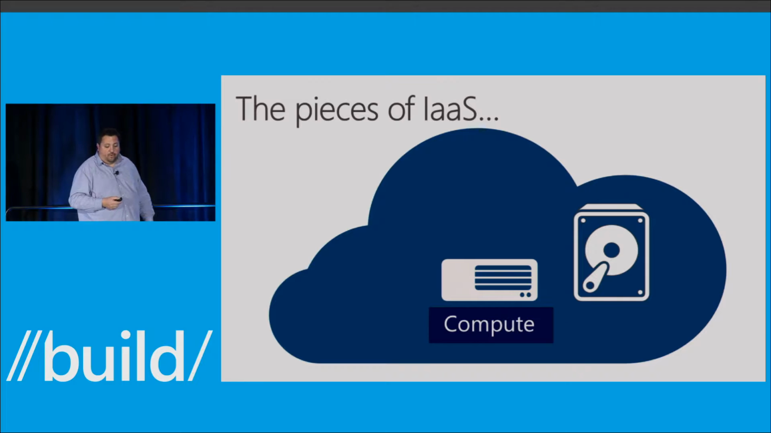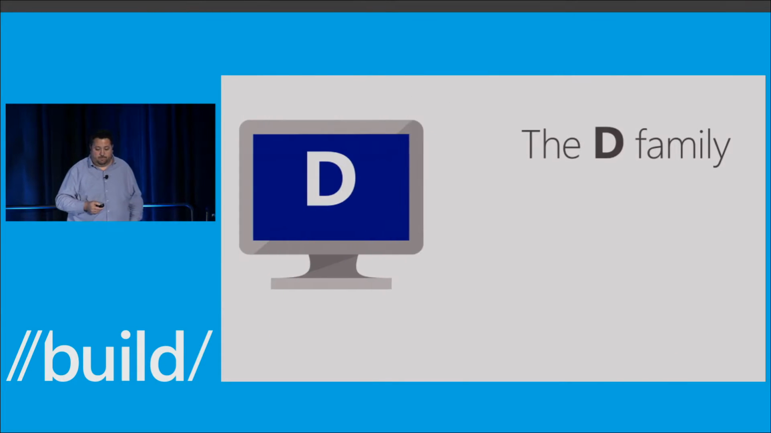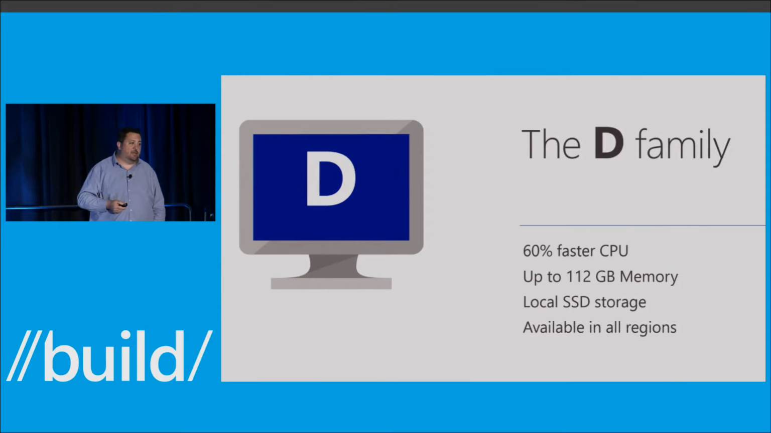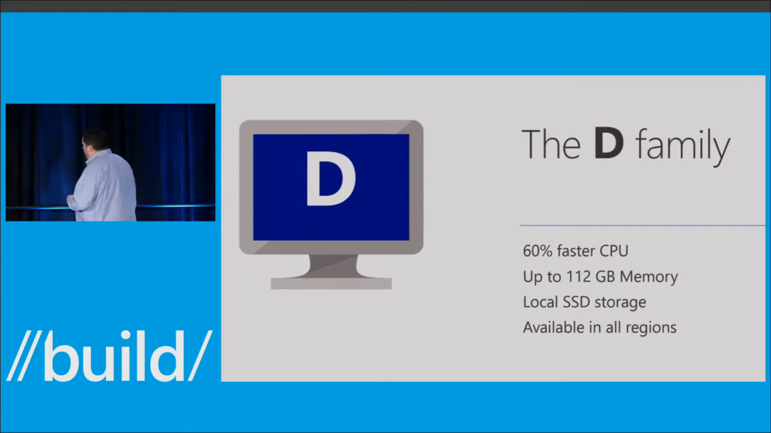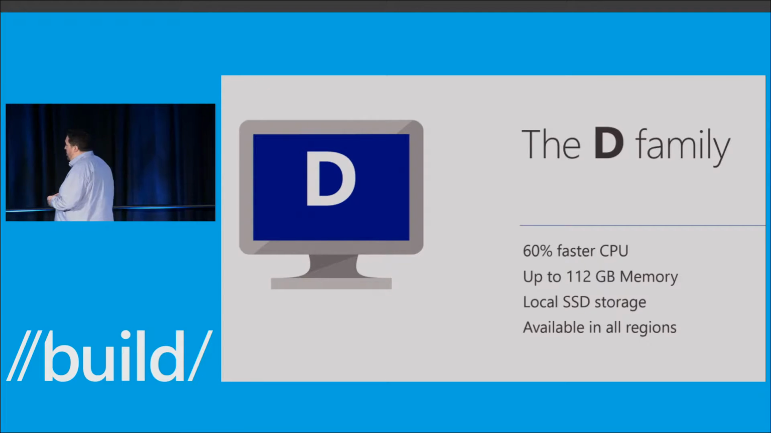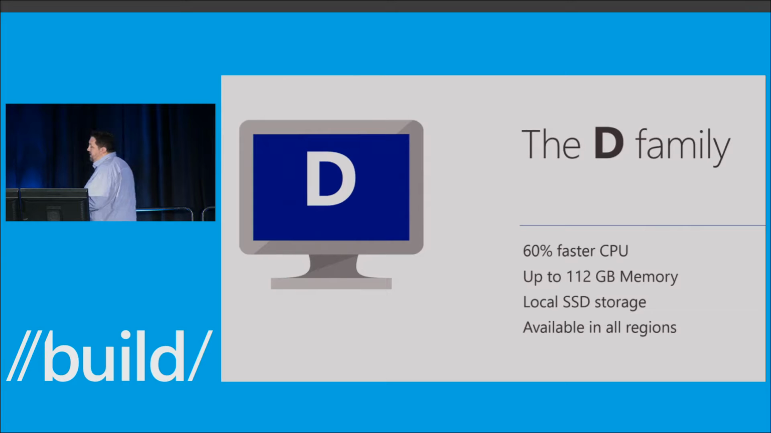All right, so let's move over and talk a little bit about compute. So Corey mentioned some of the new sizes that have come to market. I'll touch on just briefly here a little more in depth. We have the A series. We have a number of A series size VMs out there today. The D series is a newer class of servers. They're based on newer processors. So the CPU is about 60% faster than we see in the existing A series VMs. We go up to 112 gigabytes of memory.